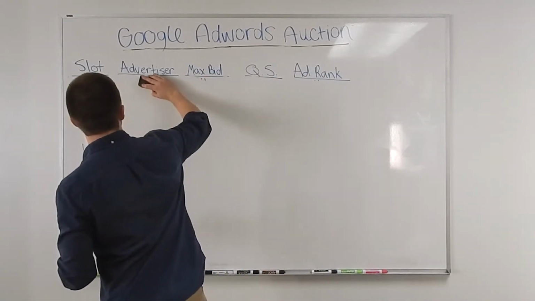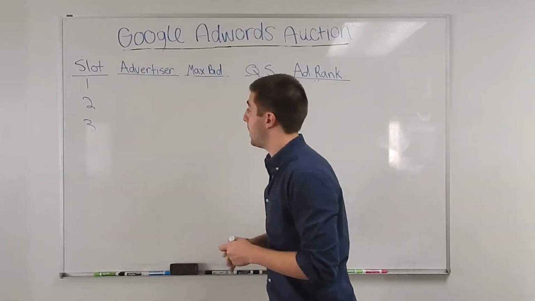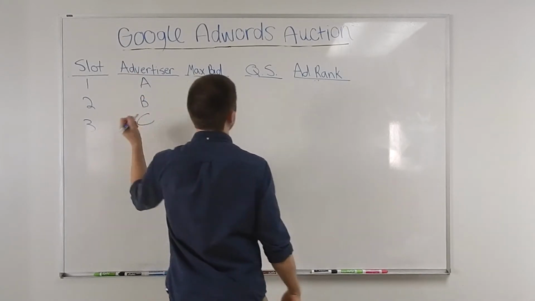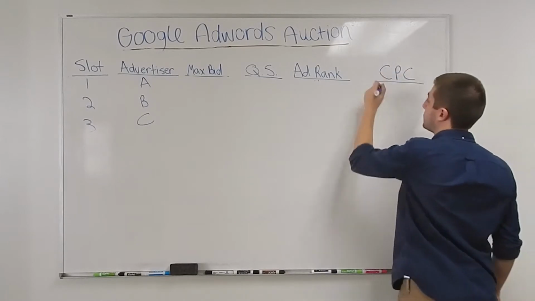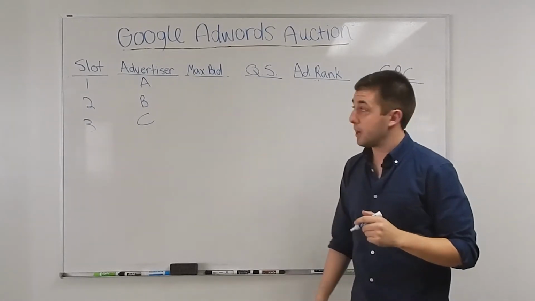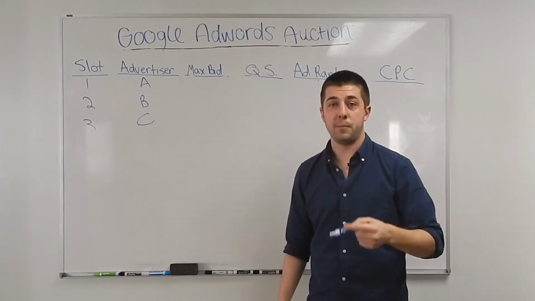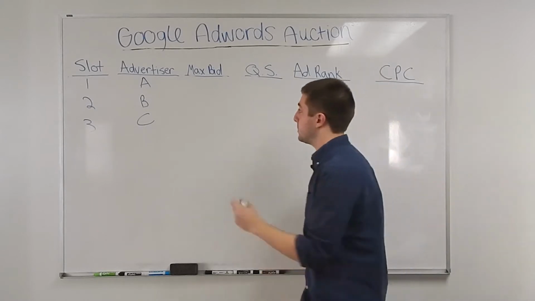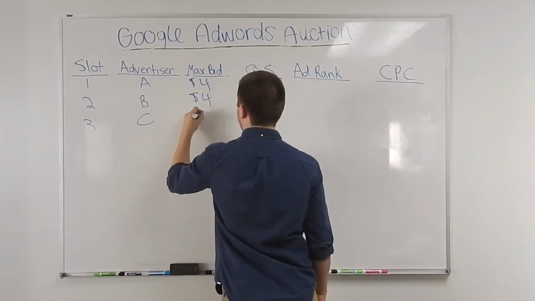So in this case, let's just have 3 available slots, and there's going to be 3 advertisers competing for them. So you got A, B, and C. And this time you're going to have cost per click. And I'll show you in a second how you're going to calculate that. So in this case, I also want to show you what is going to happen when all 3 people competing for the 3 slots are willing to have the same max bid. So let's say that A, B, and C are all willing to bid $4.